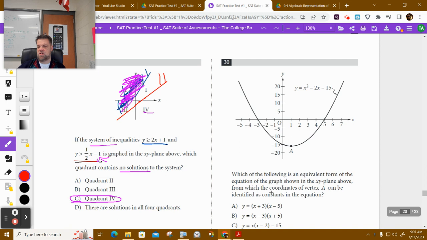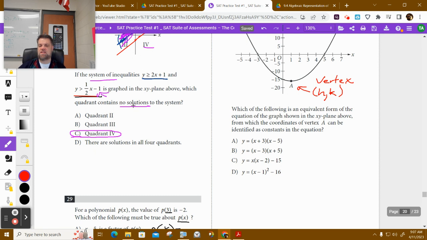for which the coordinates of the vertex A, this is A, remember that A is h comma k, because that's the vertex. And that's a capital A. Can be identified as constants in the equation. So we got to look at this. Well, what is A? Well, A is 1 comma negative 16, right?